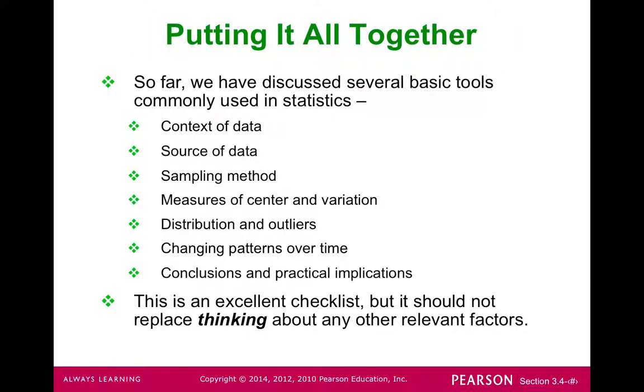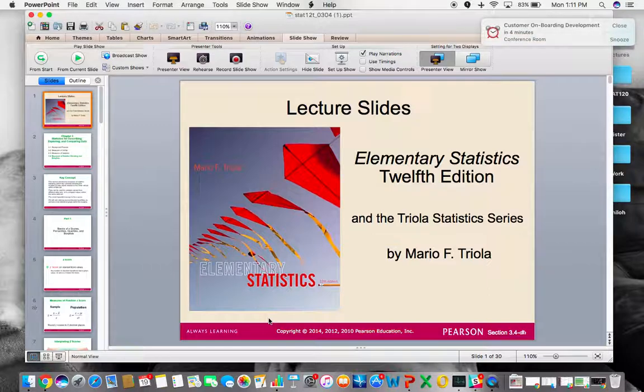So when you put all of this together, there are a lot of different tools that you can use in statistics, some of which we've already started talking about, and some which we'll be getting to. Things you need to think about are the context of your data, the source of the data, the sampling method used, the measures of center and variation, which we learned in this chapter, the distribution and the outliers. Based on that, you can look at patterns that change over time and draw conclusions about your data. Okay, that ends section 3.4. Up next, chapter 4.